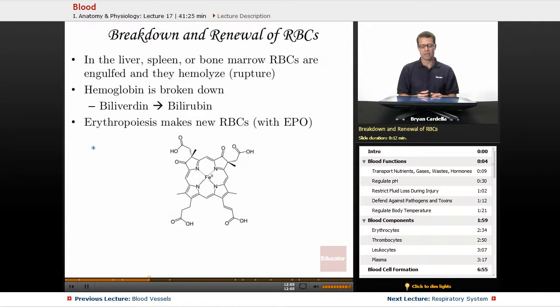Breakdown and renewal of red blood cells. In the liver, spleen, or bone marrow, that's where red blood cells eventually end their journey. They're engulfed by cells there, and then they undergo something called hemolysis. They hemolyze, which causes them to rupture. They are broken down.